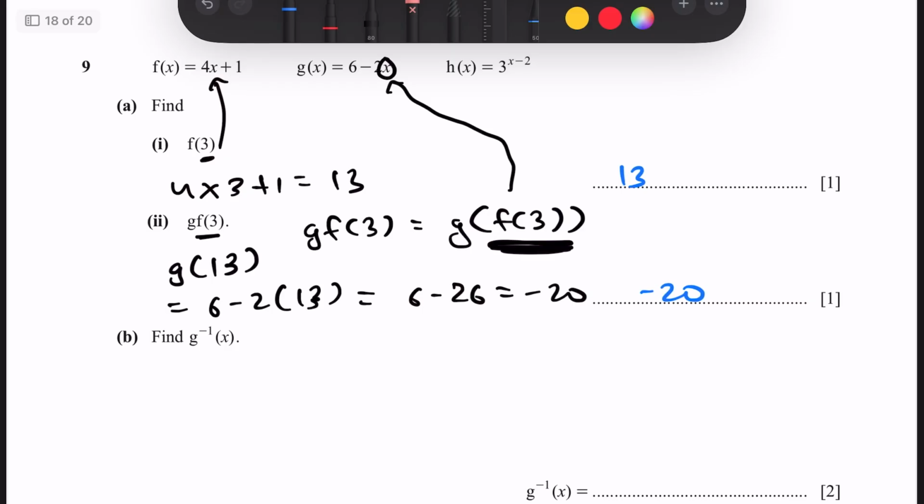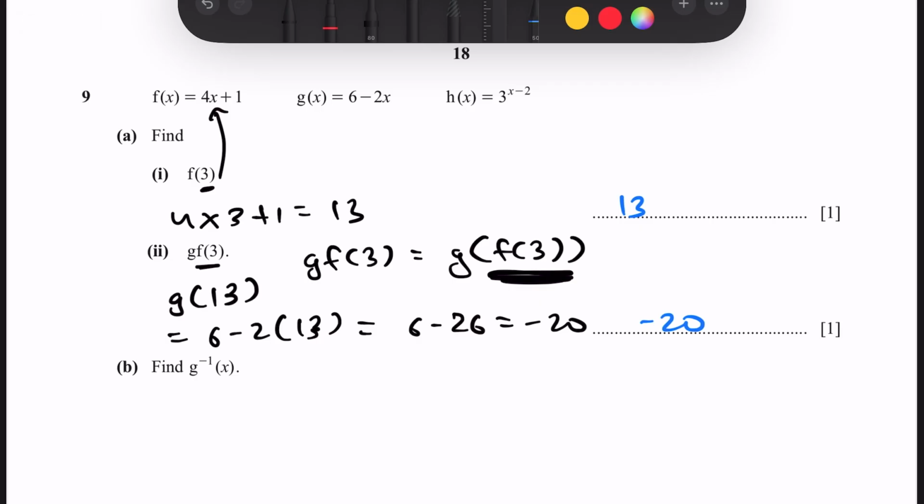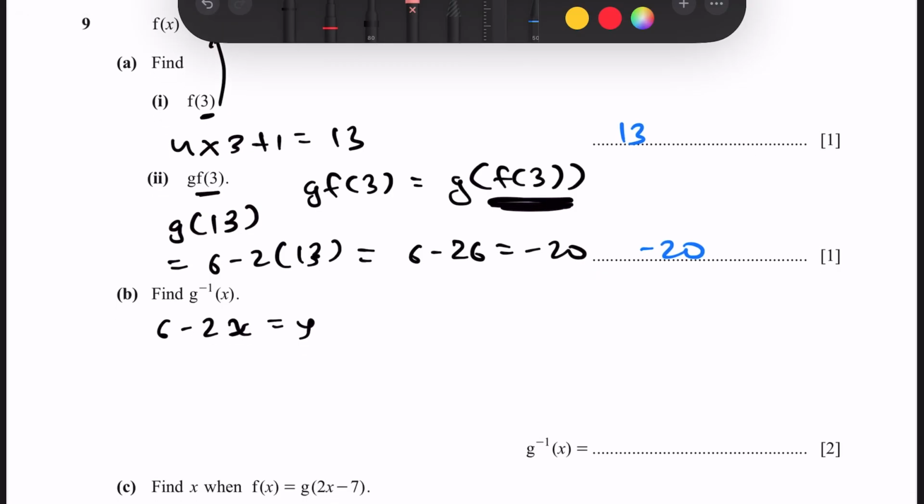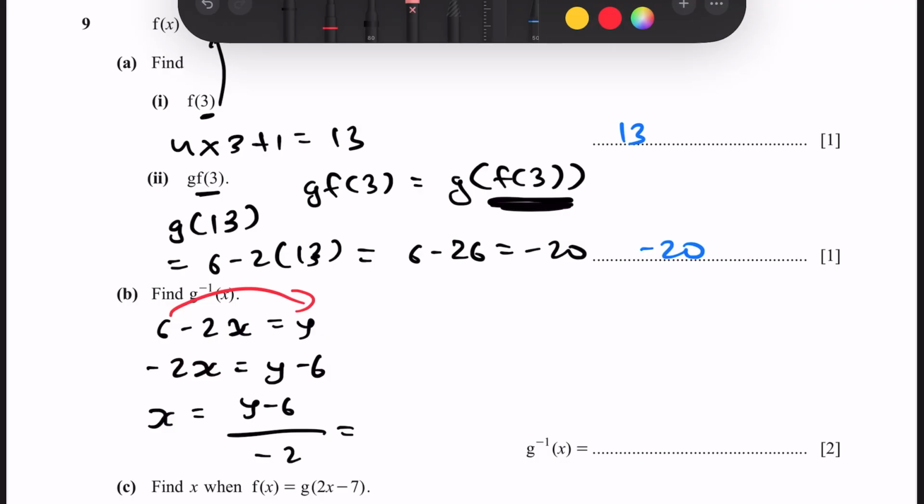Now (b) says to find g inverse. So if we write the g equation itself, 6 minus 2x, and we first equate this to y. Now let's make x the subject. Let's separate x from 6 and minus 2. So let's first move 6 to the other side. So minus 2x is equal to y minus 6, and x is equal to (y minus 6) divided by minus 2, which is equal to (6 minus y) divided by 2, since we are just multiplying both sides by negative 1. This is a multiplication and not x, it's multiplying by negative 1.